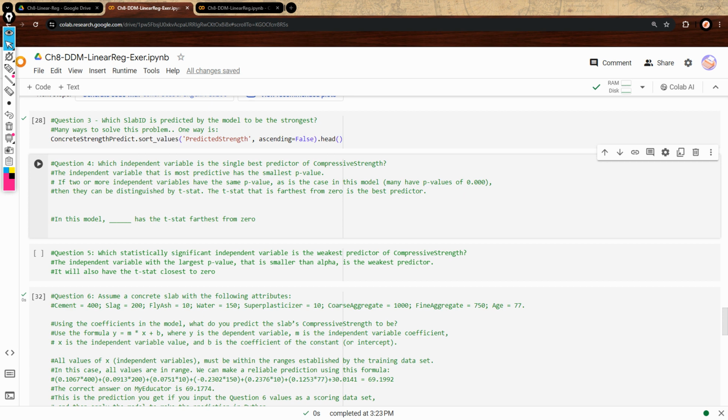Okay, now let's take a look at a few important exercise problems. Let's look at question number 3. Which slim ID is predicted by this model to be the strongest?